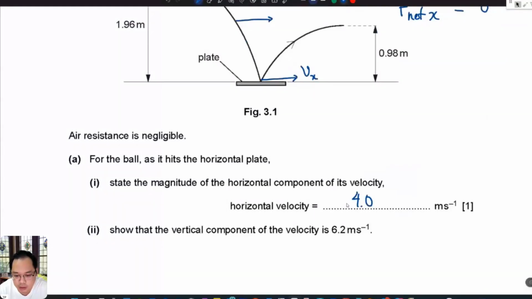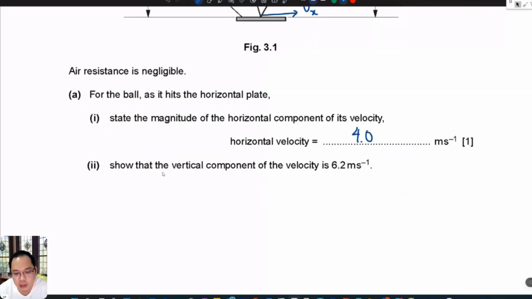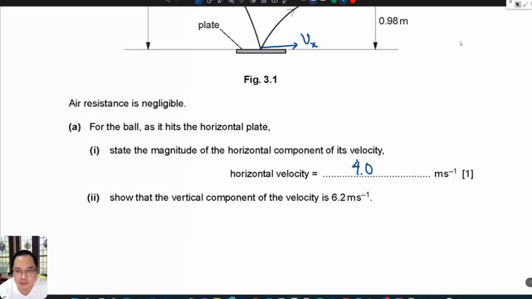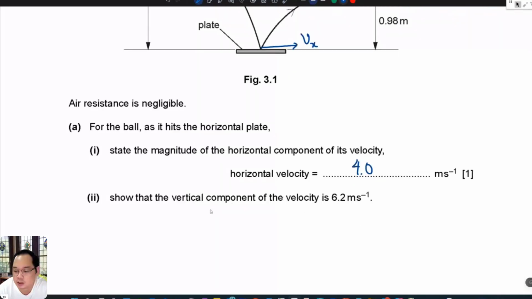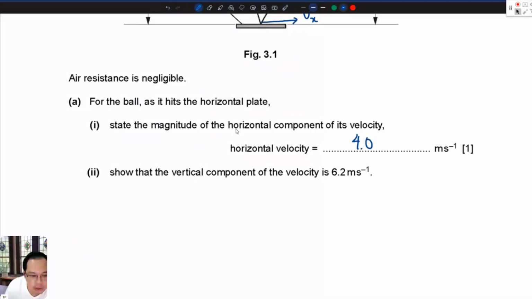Horizontal velocity is always constant, 4 meters per second. Show that the vertical component is 6.2 meters per second. Use the formula of the vertical component, Vy equals Uy plus at, where a is the acceleration, which is 9.8 meters per second squared. Please write down that formula on the file. Vy equals Uy, the initial velocity, plus gt. It is increasing in speed. The Uy here is 0, and g is 9.8. And the time, we need to calculate the time.